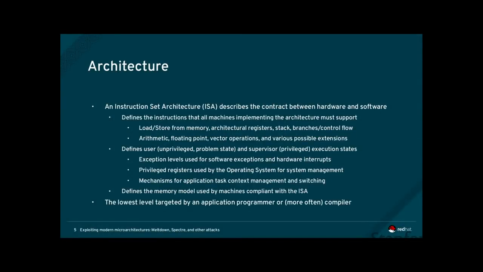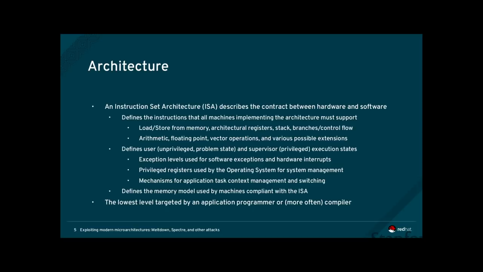So this is a refresher for anyone who's not familiar with the background material. We're going to talk about the difference between architecture and microarchitecture. Computer architectures, or instruction set architectures, describe the contract that the programmer has with the hardware, right? They describe the primitive operations that the machine must support. They include things like loading and storing data from memory, the memory model of the machine, how that works, how many registers you have in your machine, how the stack behaves, how branches and control flow instructions operate, add, subtract, the usual kinds of operations.